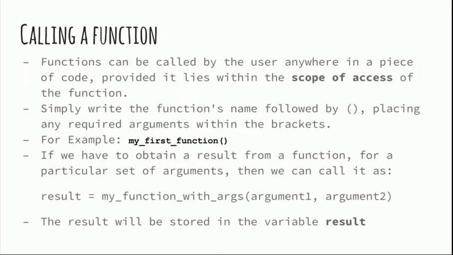Now, calling a function. A function can be called by the user anywhere in a piece of code, provided it all lies within the scope of access of the function. Simply write the function's name followed by brackets, placing any required arguments within the brackets. For example, my_first_function(). If we have to obtain a result from a function for a particular set of arguments, then we can call it as result = my_function(argument1, argument2). The result will be stored in the variable result.